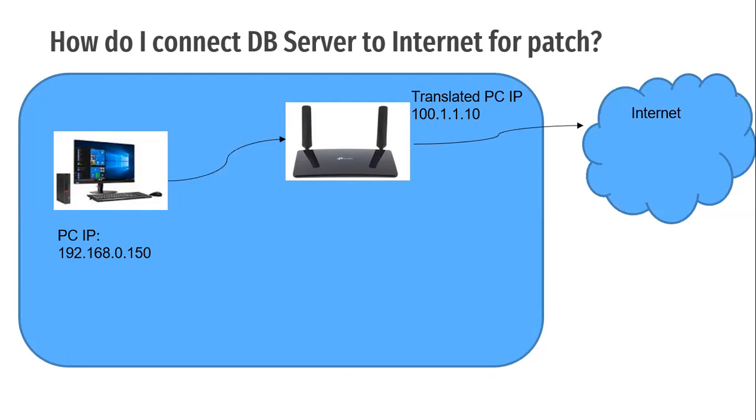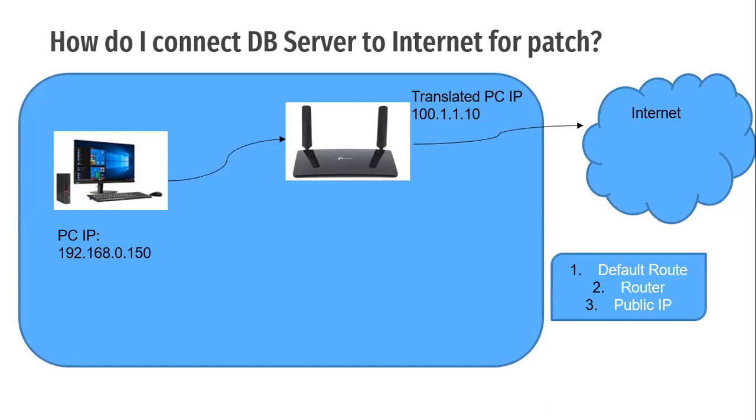So for me to be able to access the internet, there are three important things. First is the default route. On my system, if I need to reach any of the web servers outside on the internet, I need to have a route pointed to my router, the default route. I need to have a router in my network. I need to have a public IP which is provided by the ISP to my router. Unless you have all these three, I will not be able to connect to the internet.